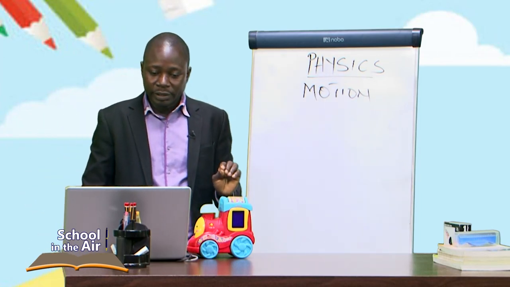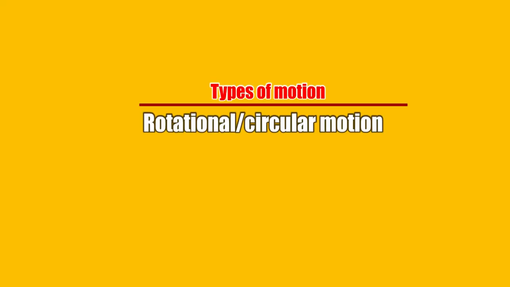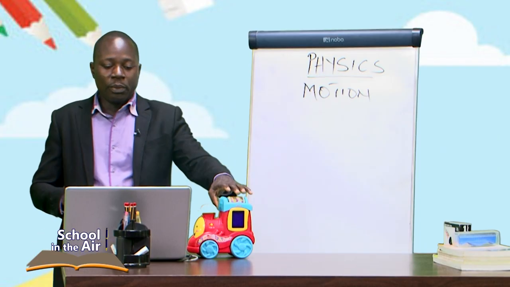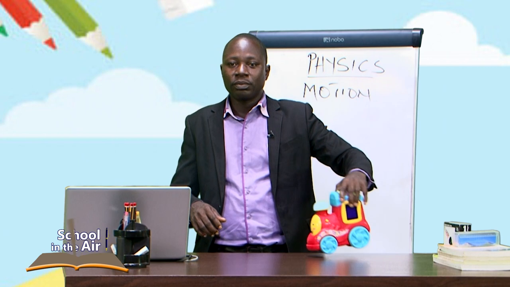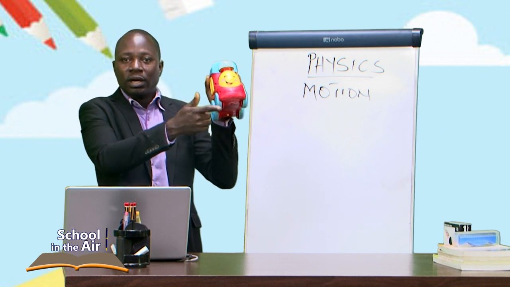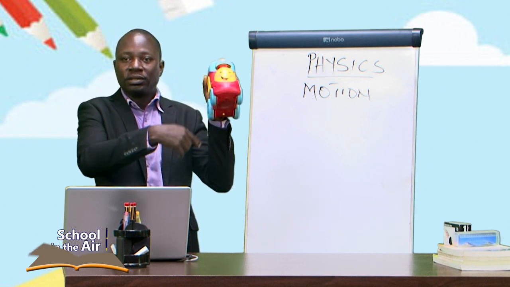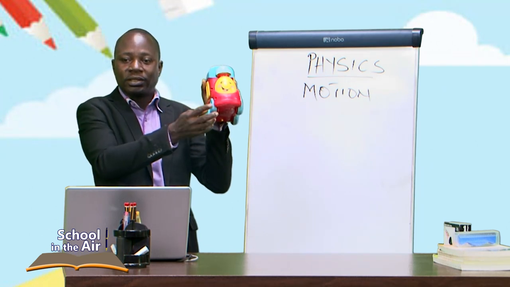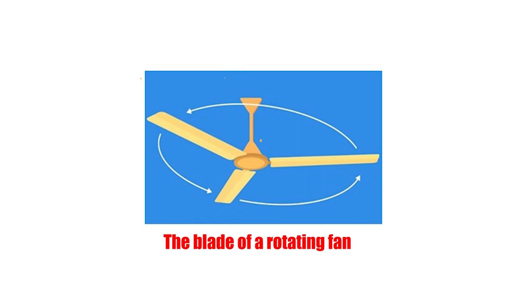Now, the third type of motion is the one we call rotational or circular motion. Take a look at this toy car. When you look at the tires, as you spin it, it is rotating about a fixed point, about an axis. That's rotational motion. I know you can say, oh, you have mentioned that before, the blades of a rotating fan.